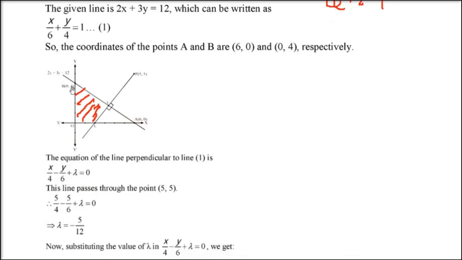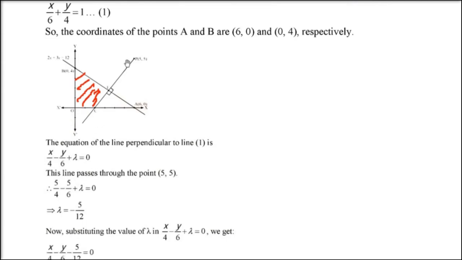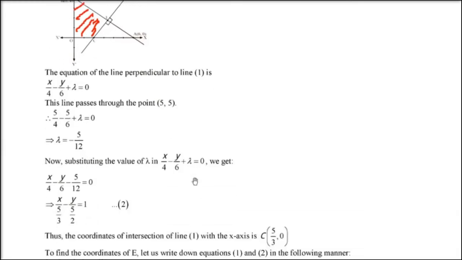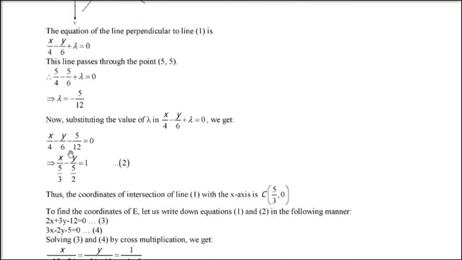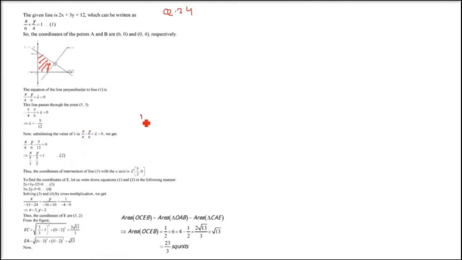Now this line is perpendicular to a line. What is the line? Take x/4 here, y/6 here, with a minus, and take plus lambda. And this line is also passing through (5, 5). The line which is perpendicular to AB is passing through (5, 5). Put (5, 5), lambda will be minus 5/12. So the final equation will be x/4 minus y/6 equals 5/12, if you want to put it in the intercept form.